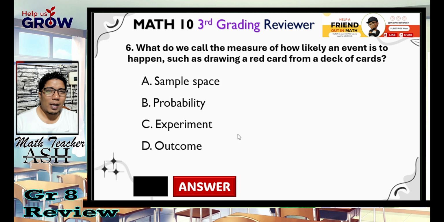What do we call the measure of how likely an event is to happen, such as drawing a red card from a deck of cards? Is it A, sample space, B, probability, C, experiment, or D, outcome? I'll give you 5 seconds to think about your answer.